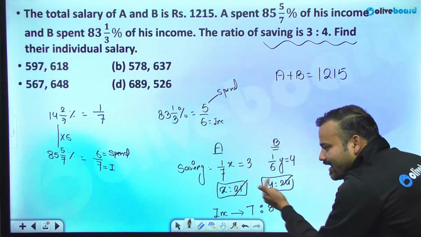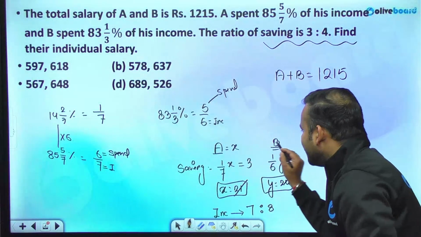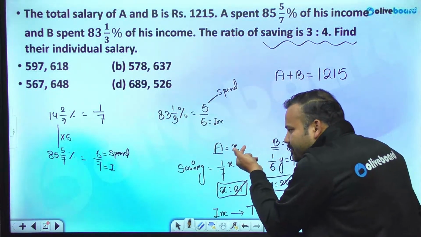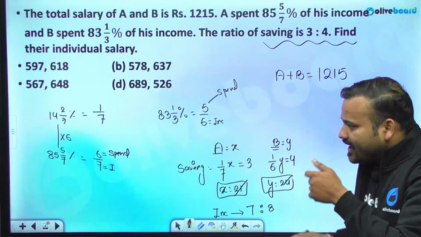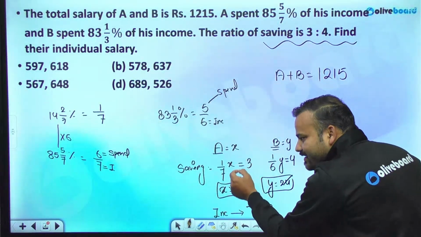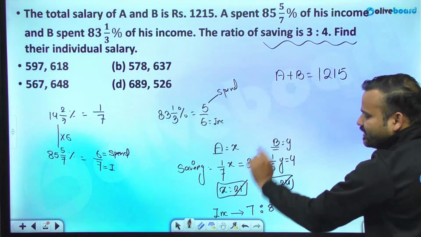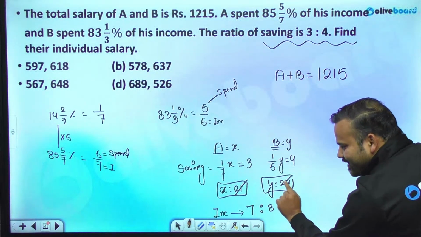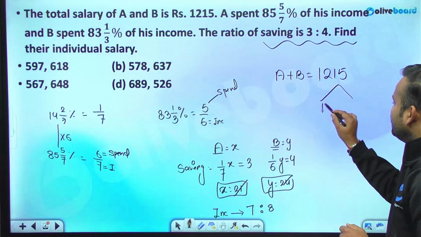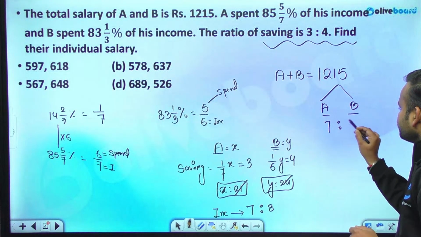X and Y are represented as the income of A and B. Let's say the income of A is X and that of B is Y. So out of the entire income of X, A is spending 6 by 7 part. That means he might be saving 1 by 7 of X, which is further equivalent to the saving of A, 3 units. So X is 21 and Y is 24, which is having the ratio of 7 and 8. So bifurcate this into A and B. The ratio of income will be 7 and 8.